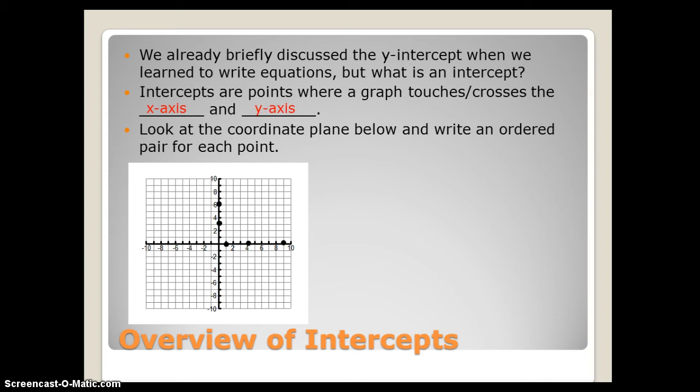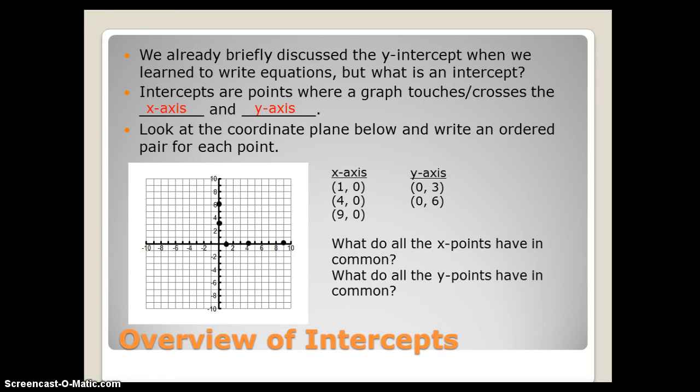Look at the coordinate plane below and write an ordered pair for each point. Pause the video and do this now. The points that lie on the x-axis are (1, 0), (4, 0), and (9, 0). The points on the y-axis are (0, 3) and (0, 6).